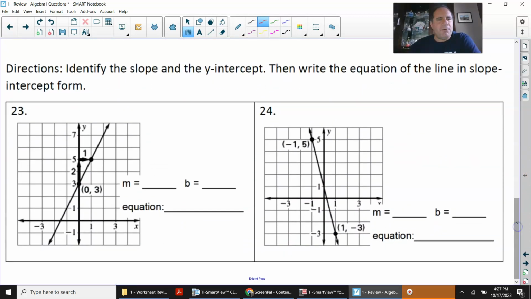Identify the slope and the y-intercept. The slope right here is 2. So the rise is 2. The run is 1. So the slope is 2. The y-intercept is 3. So the equation would be y equals 2x plus 3.